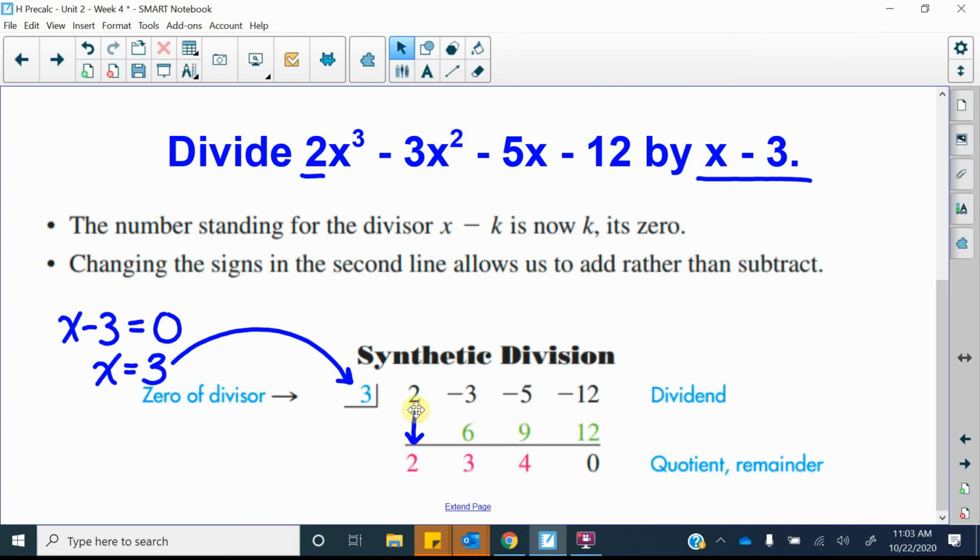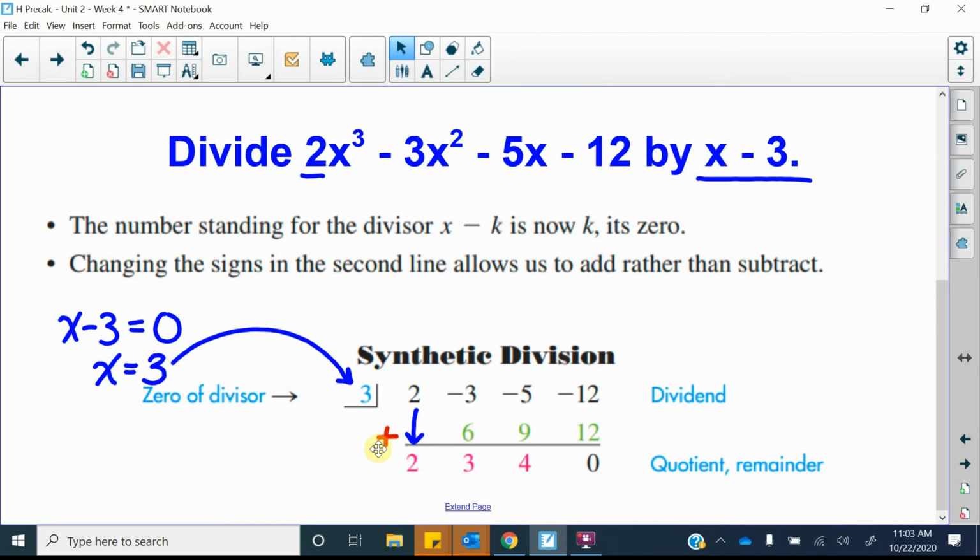So then from here, we take that number, multiply it by your divisor, and that then becomes the number underneath the next term in our synthetic division. So that's where the 6 comes from. Then we add these two together. That's what makes synthetic division a little bit easier than long polynomial division, the plus sign here.